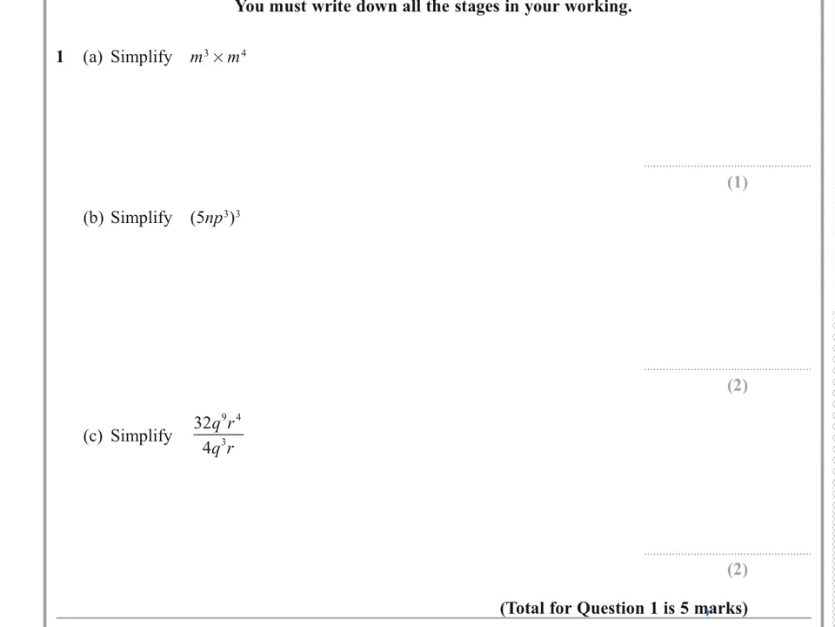Question 1. First of all, we've got to simplify m to the power 3, or m cubed, multiplied by m to the power 4. Well, in this case we add the indexes, or the indices, and that gives us m to the power 7.